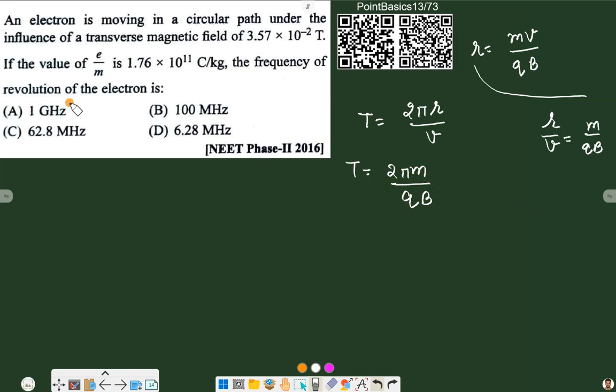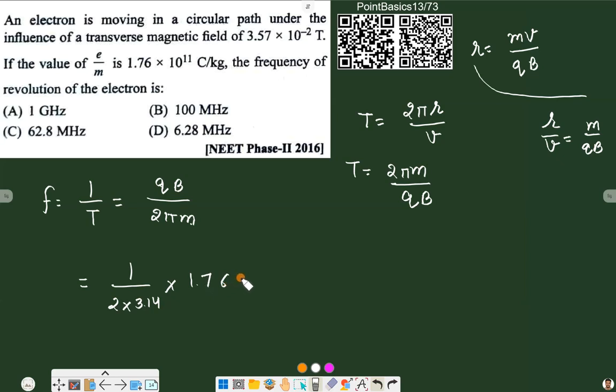And we have to find the frequency, and we know frequency is the inverse of the time period, so it will be qB by 2 pi m. So it is charge by mass, which is given to us. Magnetic field is also given to us. Substituting all the values, we have 1 by 2 pi, so it will be 3.14 into charge by mass, which is 1.76 into 10 raised to power 11, and magnetic field is 3.57 into 10 raised to power minus 2.